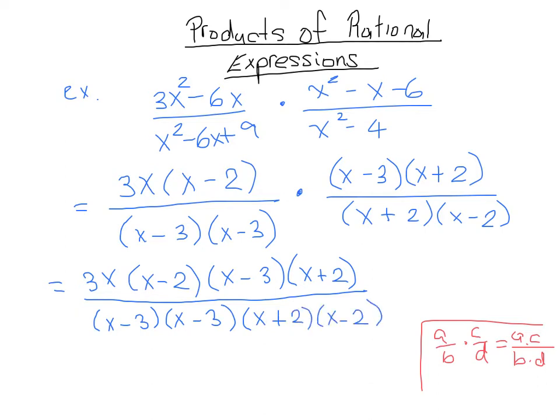So now that everything is factored and together, now we can start eliminating things that are common on the top and the bottom. So we have a factor of x minus 3 on top and on the bottom. So let's get rid of those. Can you see anything else? I do. I see an x minus 2 on top and an x minus 2 on the bottom. And I think there is one more. There is an x plus 2 on top and an x plus 2 on the bottom. So now all we're left with is 3x over x minus 3. And that is our answer.